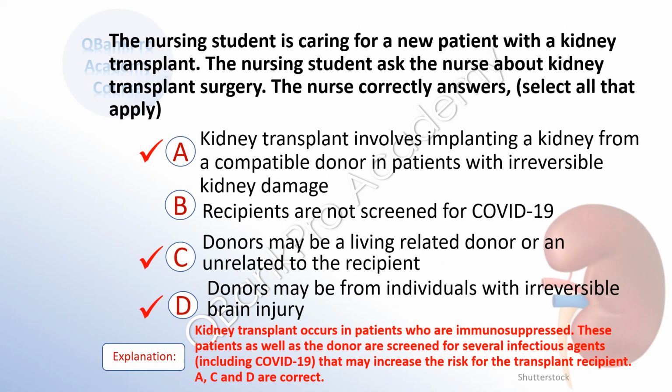The correct answer is A. Kidney transplant involves implanting a kidney from a compatible donor in patients with irreversible kidney damage. C. Donors may be a living related donor or unrelated to the recipient. And D. Donors may be individuals with irreversible brain damage. Explanation. Kidney transplant occurs in patients who are immunosuppressed. The transplant patient, as well as the donor, is screened for a number of infections that may increase the risk for the transplant recipient, including COVID-19. A, C, and D are correct.